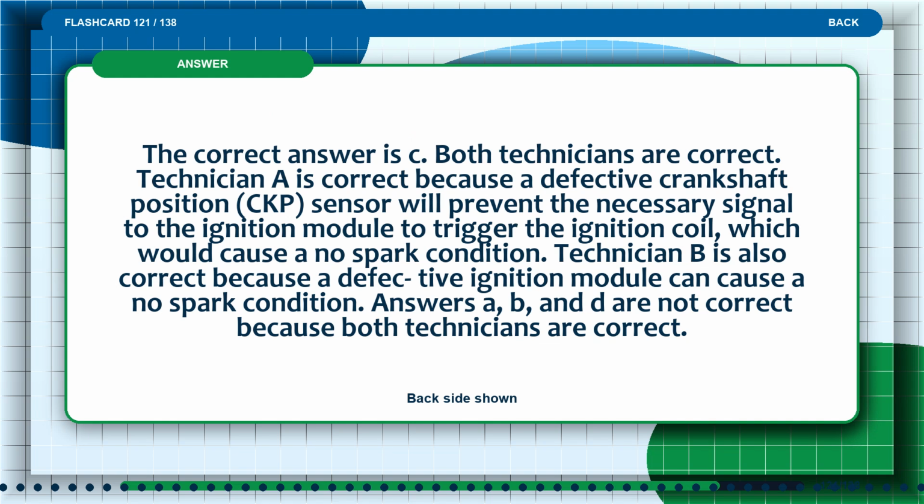Both technicians are correct. Technician A is correct because a defective crankshaft position, CKP, sensor will prevent the necessary signal to the ignition module to trigger the ignition coil, which would cause a no spark condition. Technician B is also correct because a defective ignition module can cause a no spark condition. Answers A, B, and D are not correct because both technicians are correct.